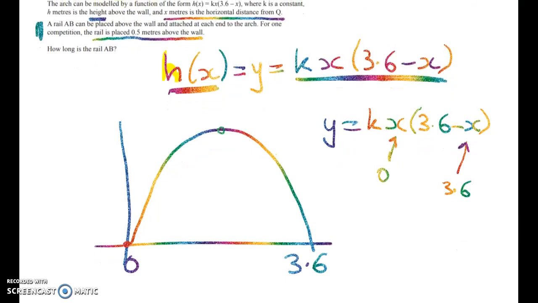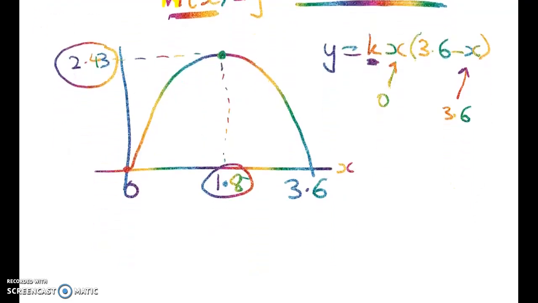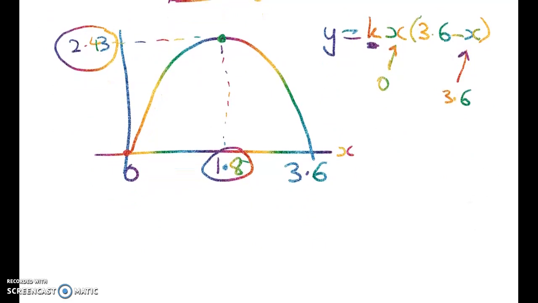Now we also know that the highest point of the arch is 2.43 meters. And we know by the symmetry of the parabola that that must happen at an x value of 1.8. So the problem is starting to get a little bit easier already. What we can do now, because we know this point, is substitute that in and figure out what the value of k is. And you actually did this in Level 1 excellence questions. There's not anything really too hard about this problem, except that the numbers are not very nice.